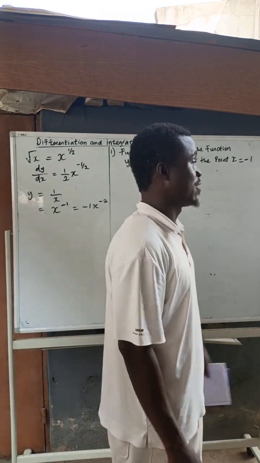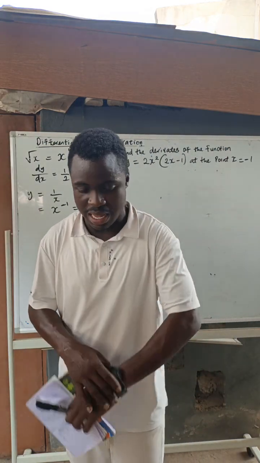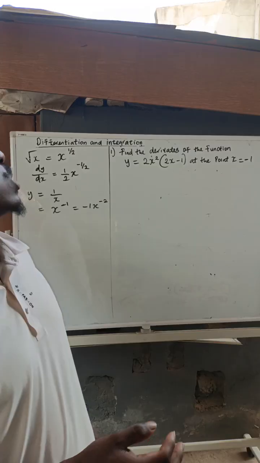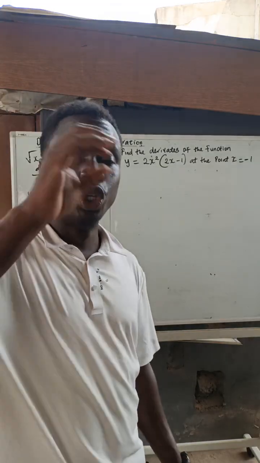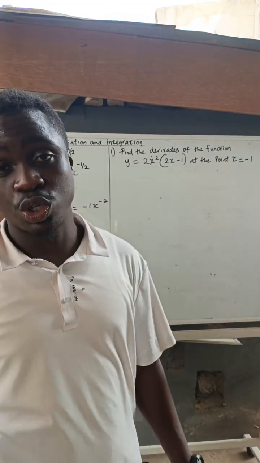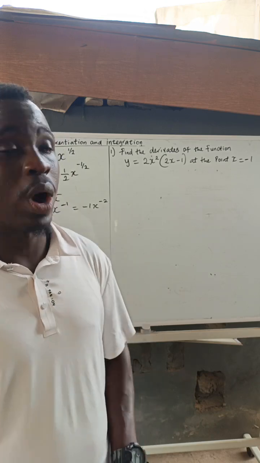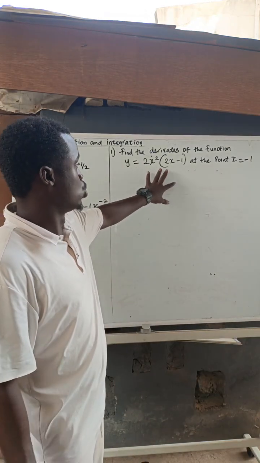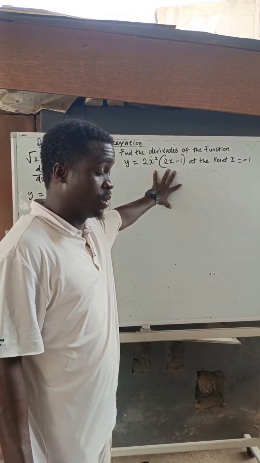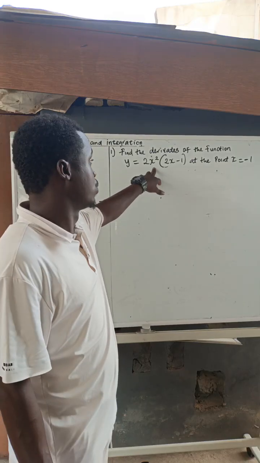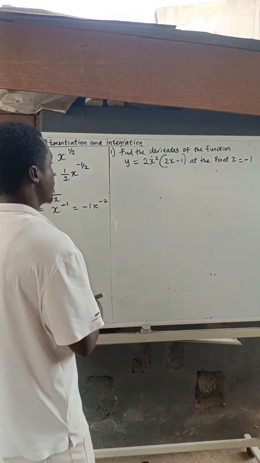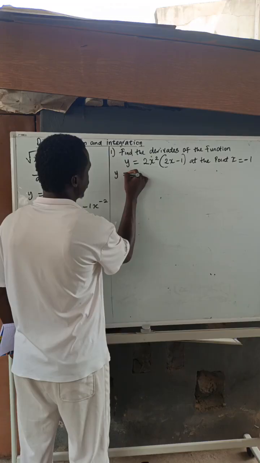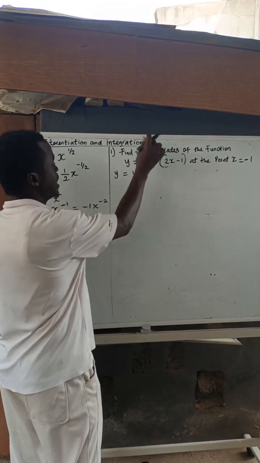Very easy. Now, I've told you several times that whenever you're seeing a bracket like this, the first thing you need to know at the back of your mind is which rule you are applying. In this situation, you are applying the product rule. Why? Because there is a bracket here, and there are two variables that need to be multiplied. So you are using y is equals to uv. So we are applying the product rule.